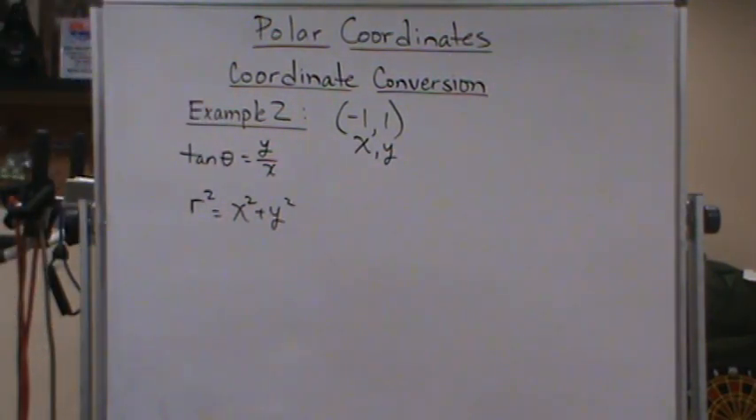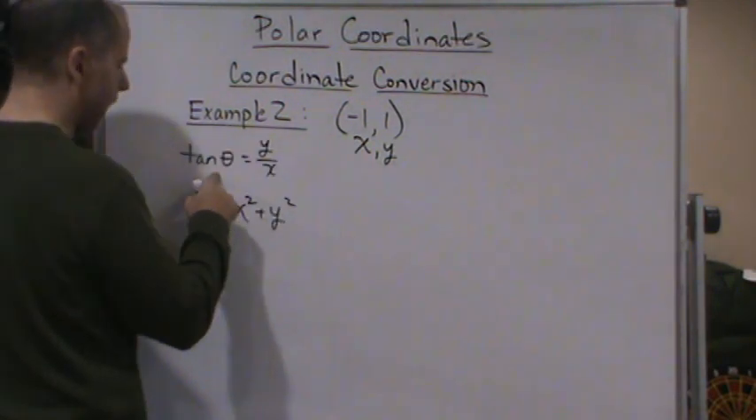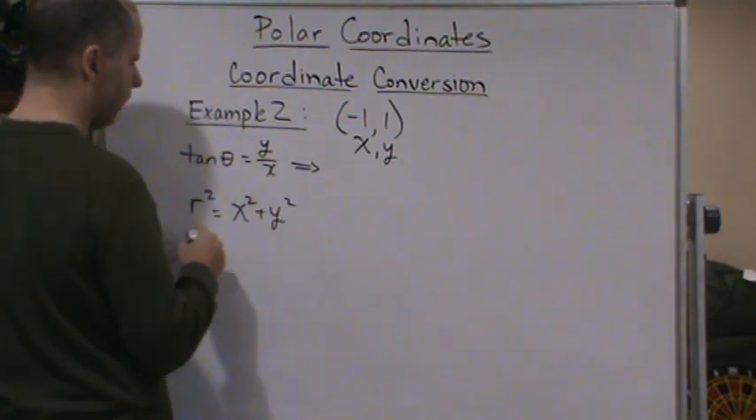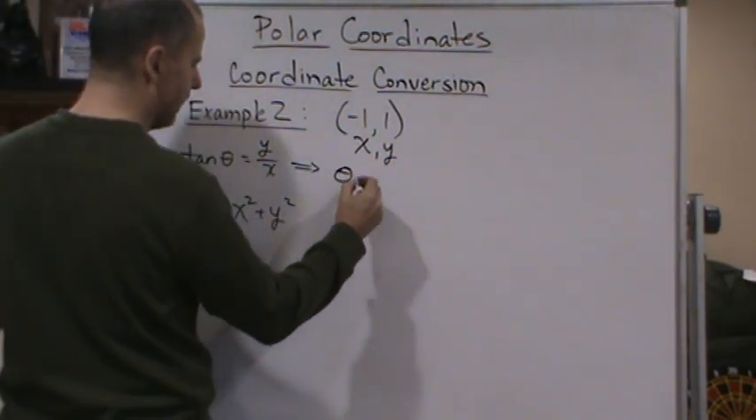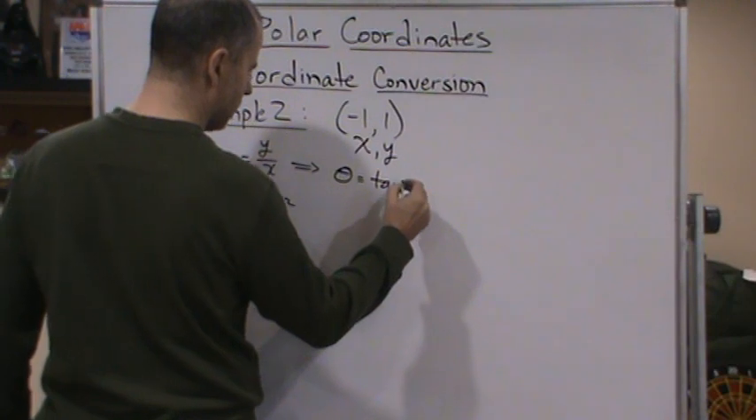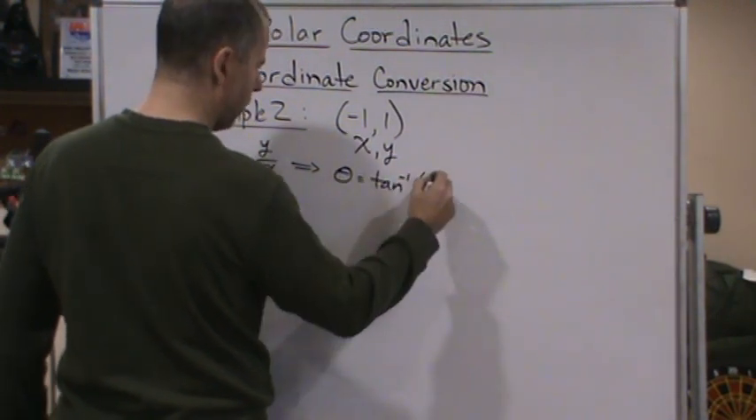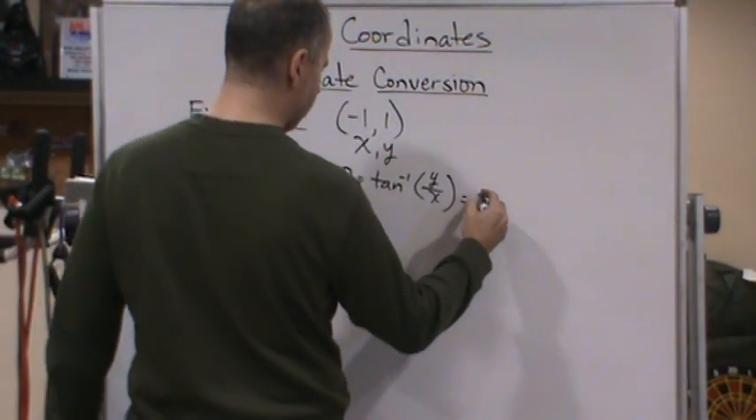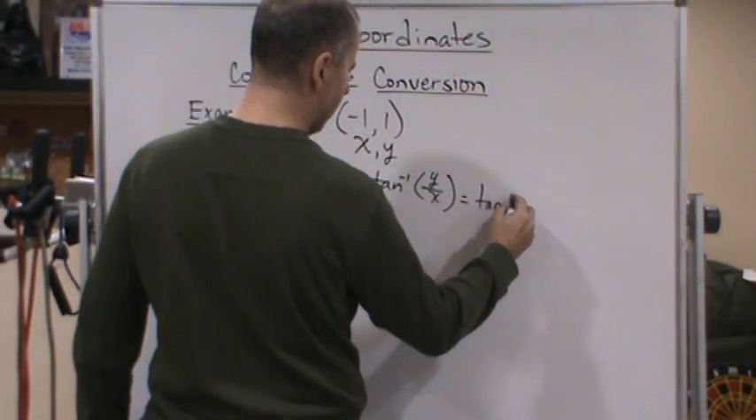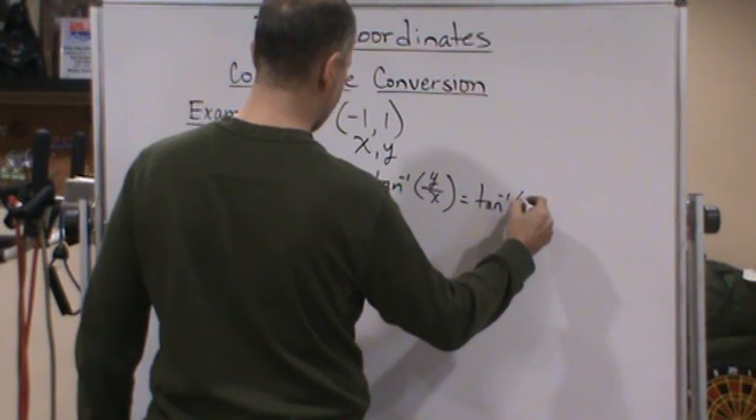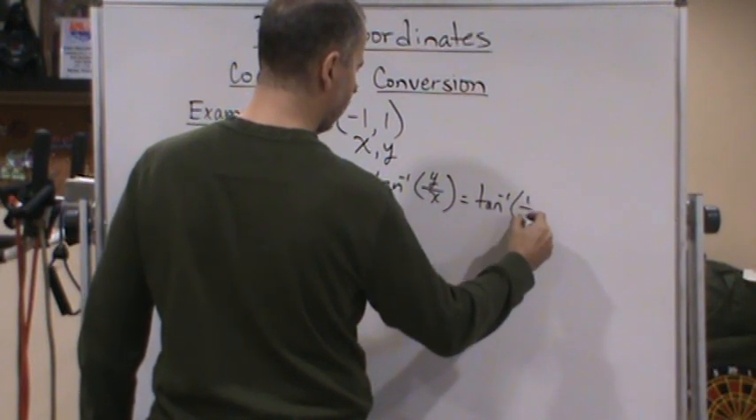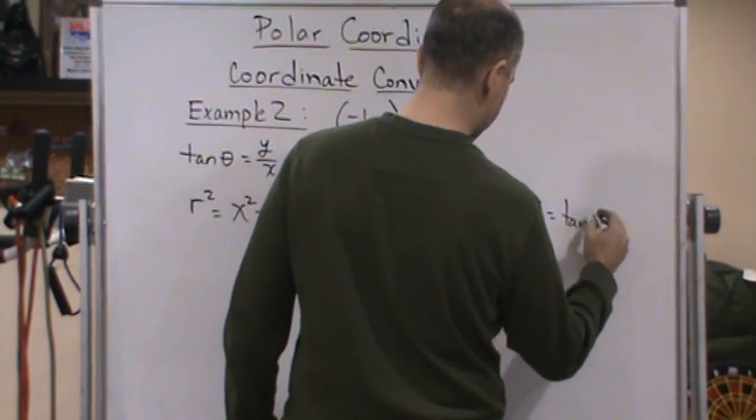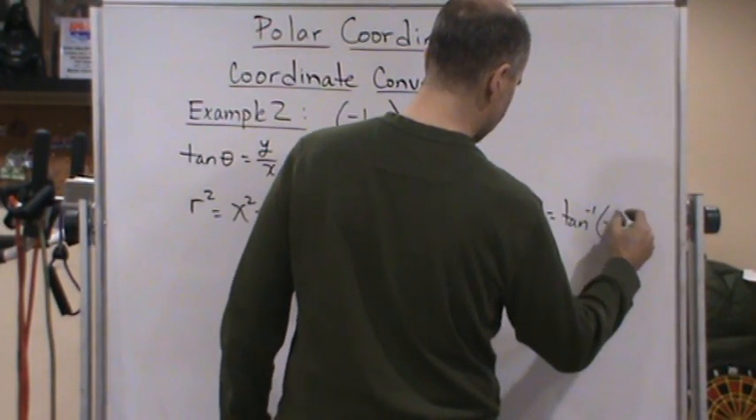Okay, now let's find the angle first. So again, we know that tangent theta equals this. So if we want to find theta, we know that theta equals the inverse tangent of this ratio, y over x. And so now we're going to plug in the values of x and y. So inverse tangent of 1 over negative 1, which equals inverse tangent of negative 1.